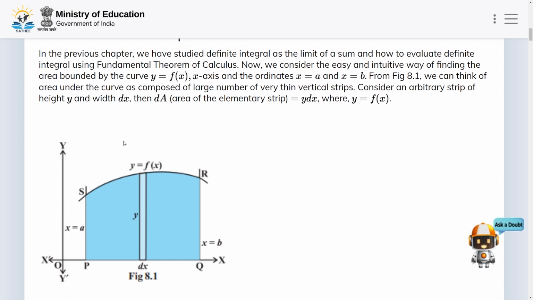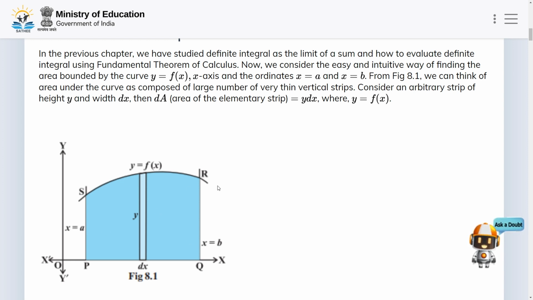As you can see in this figure, the curve, the x-axis, and the ordinates x equals a and x equals b. This region, shaded in blue, is the area we will be finding out using integrals.